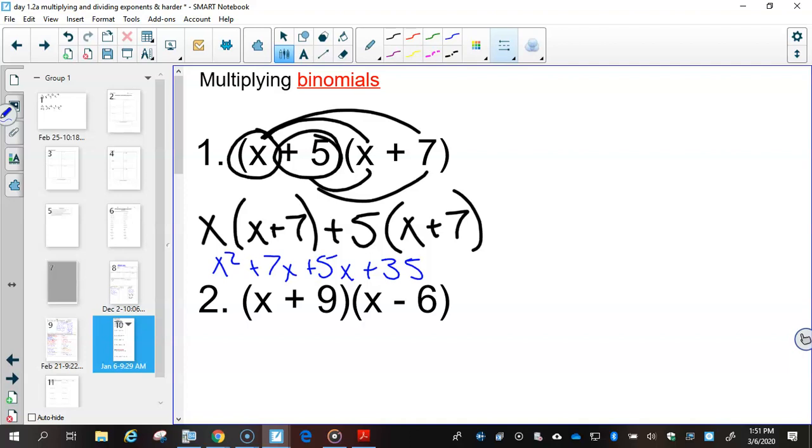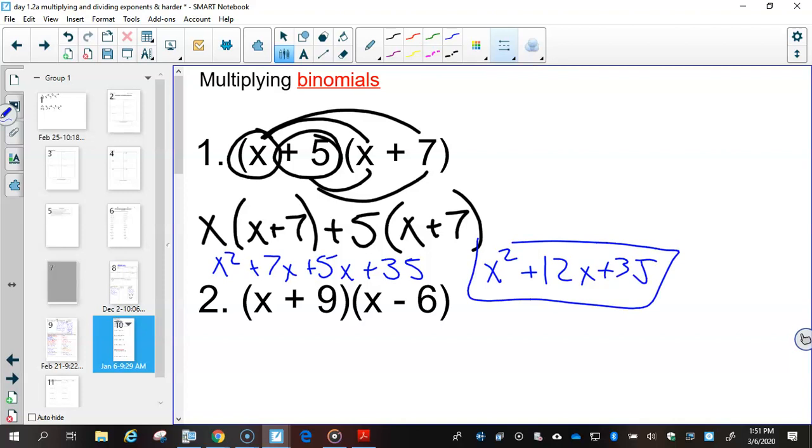Yes, we can combine like terms. These two. So our final answer is x squared plus 12x plus 35. Now, if you like distributing this way, that's fine.